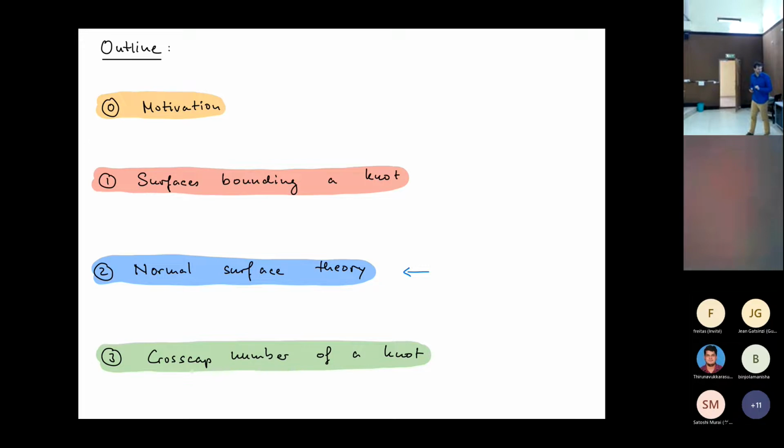The main part of this talk is devoted to normal surface theory, which is a combinatorial tool to do actual topology in 3-manifolds. As far as combinatorial methods to explore the topology of general 3-manifolds go, this is a pretty powerful theory, and we already heard a little bit about that in Ben's talk today. And in the end, if there's time, I will talk about the result of how you can use normal surface theory to give an algorithm to compute the crosscap number of a knot, which is a classical knot invariant.